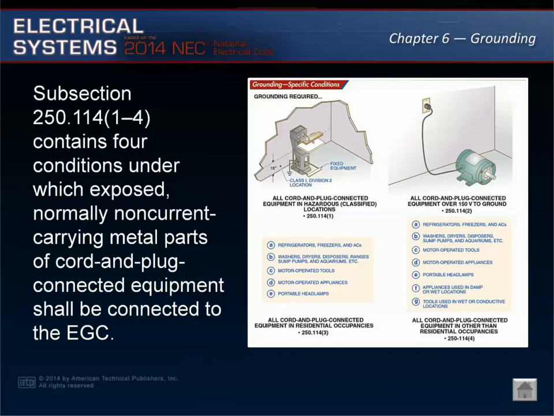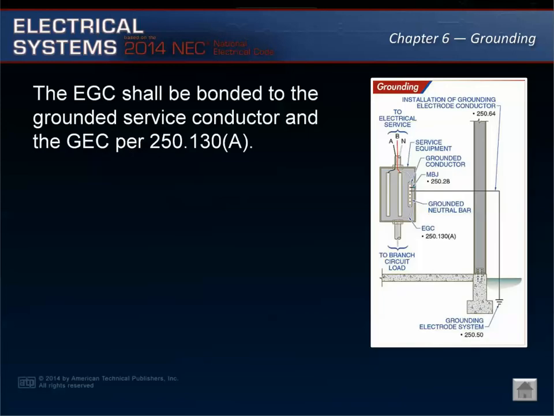Subsection 250.114 (1-4) contains 4 conditions under which exposed, normally non-current carrying metal parts of cord and plug connected equipment shall be connected to the equipment ground conductor. Electrical services are grounded by several connections that are usually made within or at the service equipment. The equipment grounding conductor shall be bonded to the grounded service conductor and the grounding electrode conductor per Article 250.130(A).